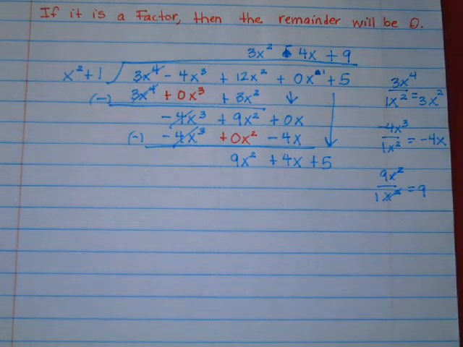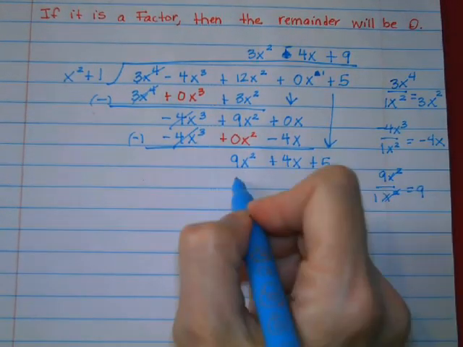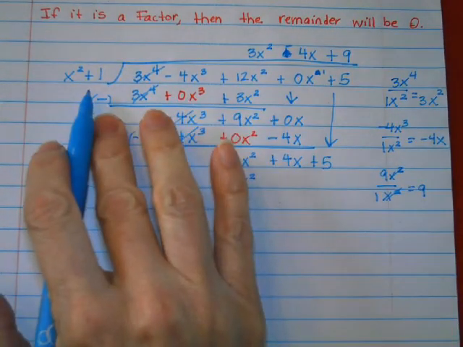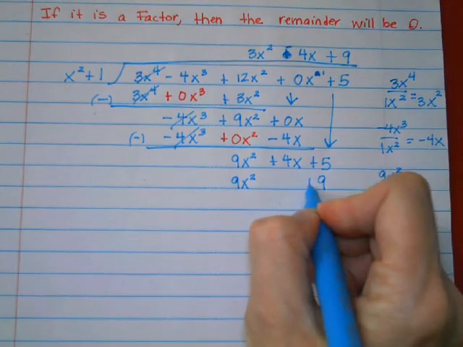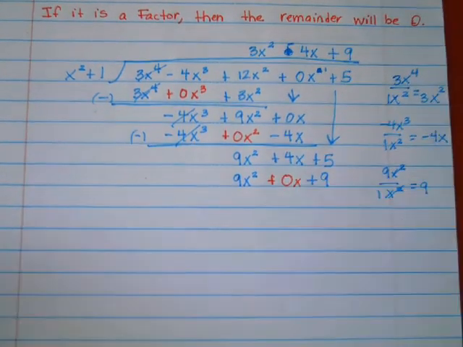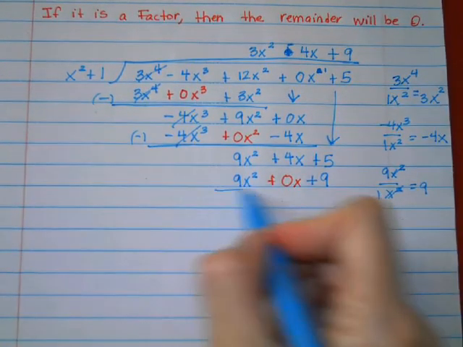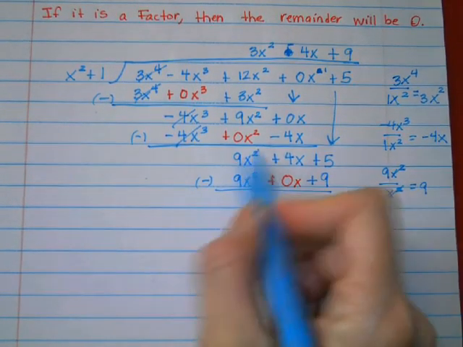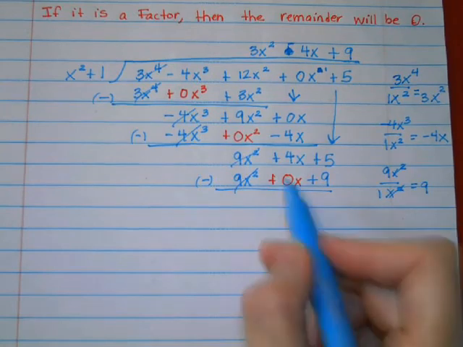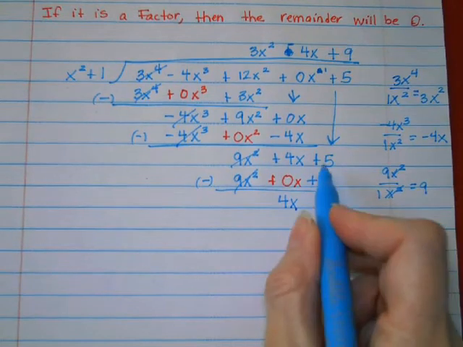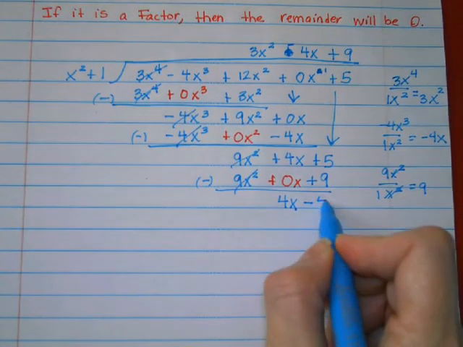We'll now distribute. 9 times x squared is 9x squared. 9 times 1 is 9, so we'll put it under the constant of 5. It's a positive 9. And again, notice we didn't have anything to the x, so we had 0 x's. And we'll go ahead and subtract. 9x squared minus 9x squared cross cancel each other out. 4x minus 0x is 4x. And 5 minus 9 is a negative 4.